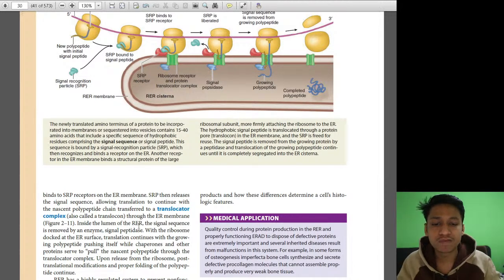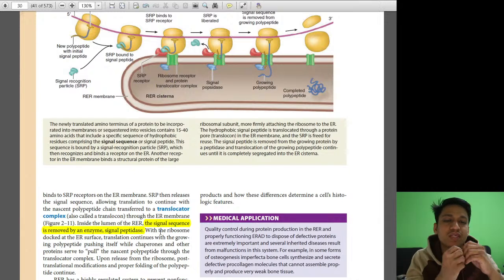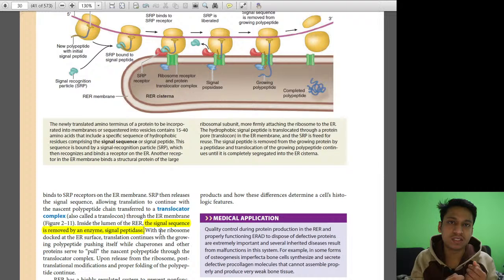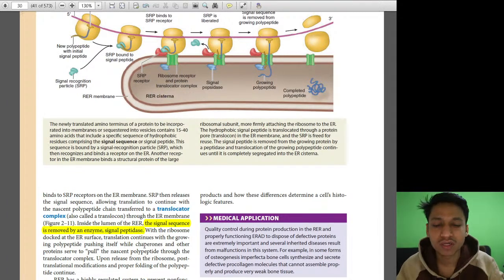In the lumen of the rough endoplasmic reticulum, the signal sequence is removed by an enzyme, signal peptidase. So this role of signal peptidase here is important. The signal sequence is removed because it was just to start the process. Its role was to start the polypeptide production, and it's removed later because it's not required in the final protein. So these small changes, like the finishing of the polypeptide, are done by the rough endoplasmic reticulum.